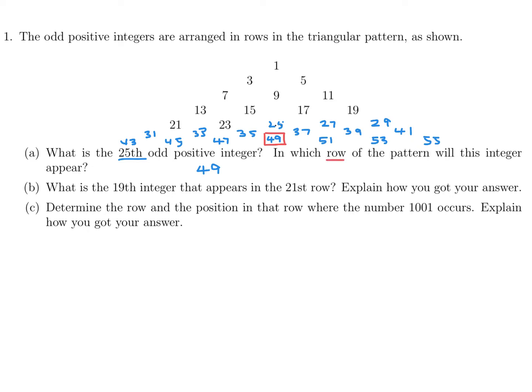In terms of what row, well, this was the first row, second row, third row, fourth row, fifth row, sixth row, seventh row. So seventh row. All right, moving right along.